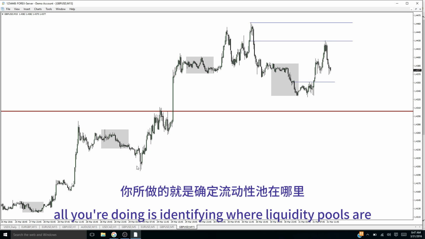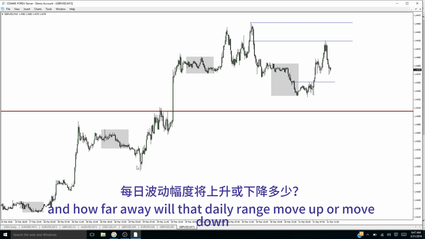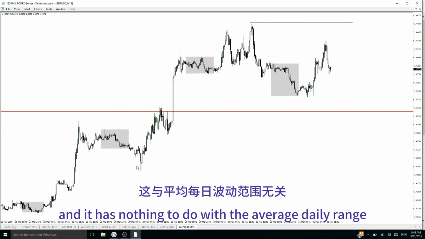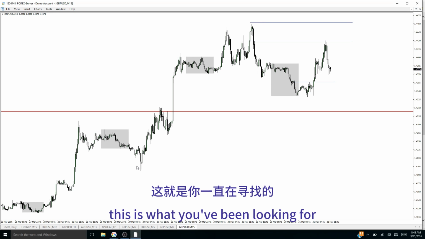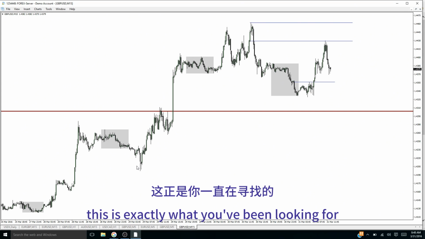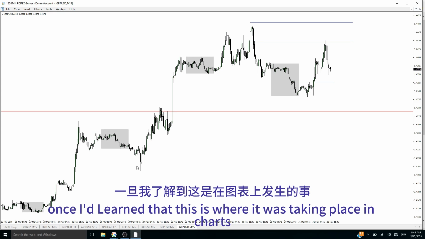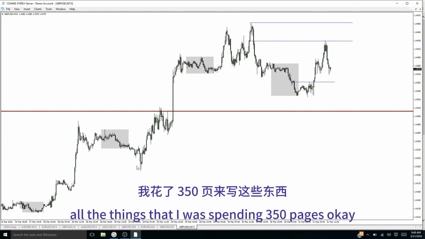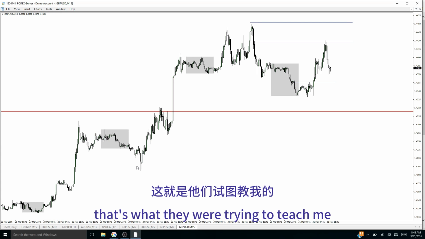All you're doing is identifying where liquidity pools are, where fair value levels are, and the order blocks, and how far that daily range will move up or down. It has nothing to do with the average daily range. It's all in this range here. This is what you've been looking for. This is exactly what you've been looking for. And the cool thing is, once I learned that this is where it was taking place in charts, all the things that I was spending 350 pages understanding about position building, that's what they were trying to teach me.